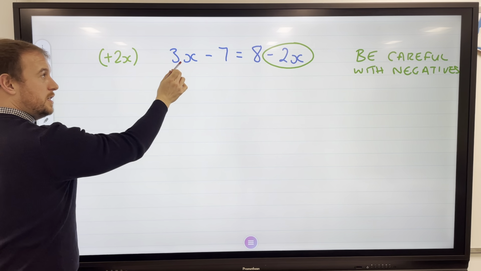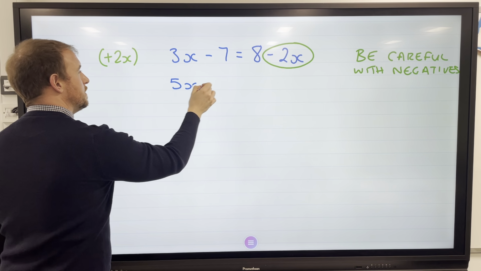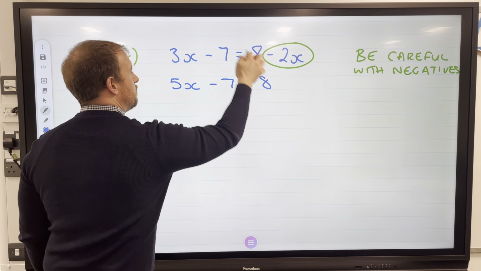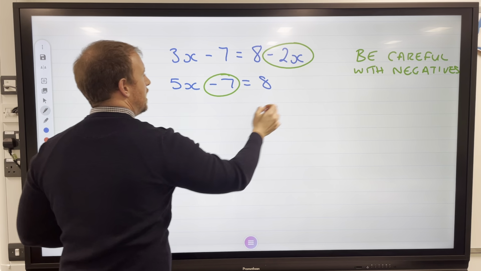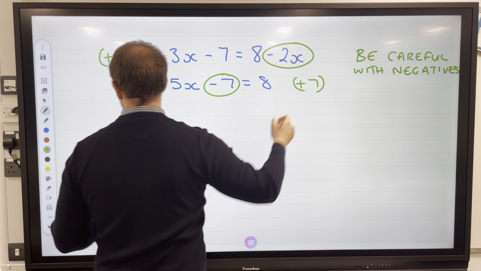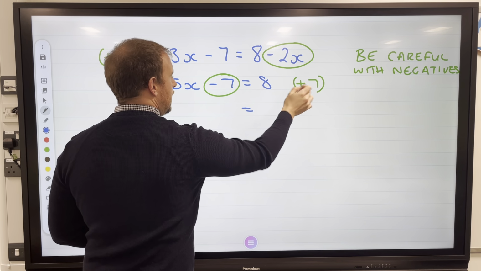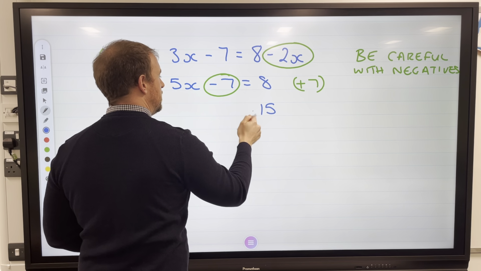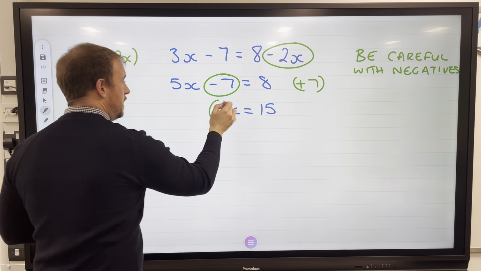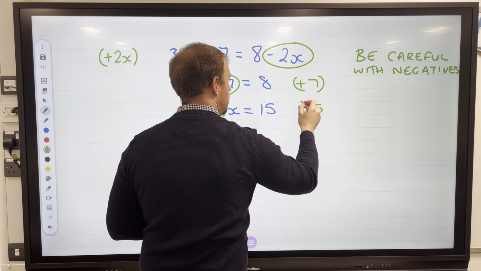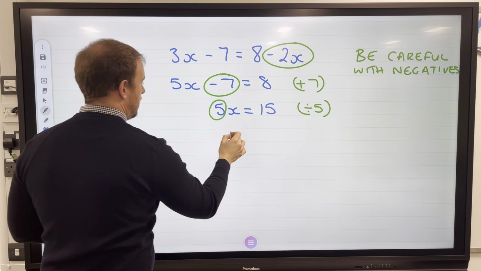We add the x's onto the x's. 3x plus 2x is 5x. The rest stays the same. To eliminate -7, we add 7. 8 add 7 is 15. Make that a bit neater. To eliminate the 5, we divide by 5. Which means x is 3.